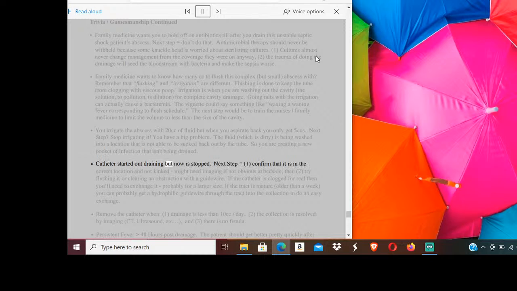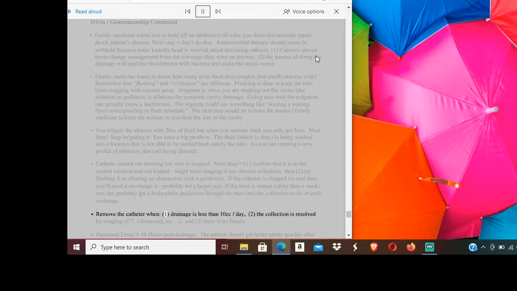Catheter started out draining but now has stopped. Next step equals 1. Confirm that it is in the correct location and not kinked; might need imaging if not obvious at bedside. Then 2. Try flushing it or clearing an obstruction with a guide wire. If the catheter is clogged for real, then you'll need to exchange it, probably for a larger size. If the tract is mature, older than a week, you can probably get a hydrophilic guide wire through the tract into the collection to do an easy exchange.